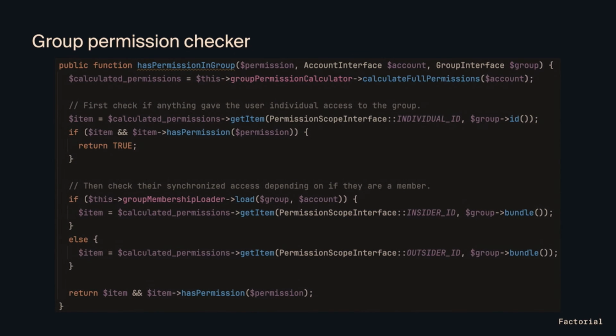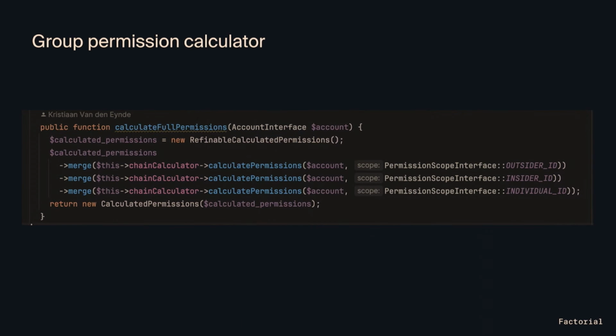Now, I said you also need to write your custom permission checker, and that's essentially this. What I just showed you was my calculator, because I can't call the access policy processor directly because I have 3 scopes, so I need to loop that in and merge that. And you'll see that over here I have chain calculator. That's the old name before it came into core. So now it's the access policy processor.